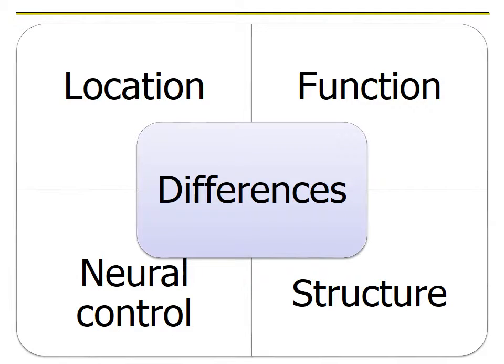But obviously, there are also differences. Location, result of their contraction, neural control, and specialized structures vary between the tissue types. Skeletal and cardiac are similar in many regards, but smooth is extremely different.